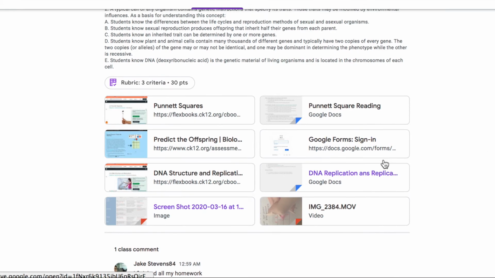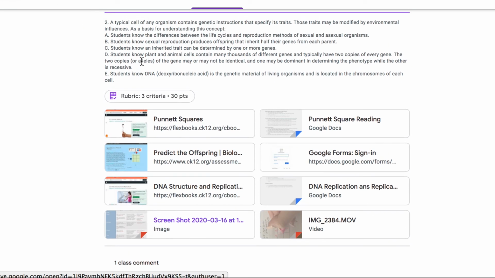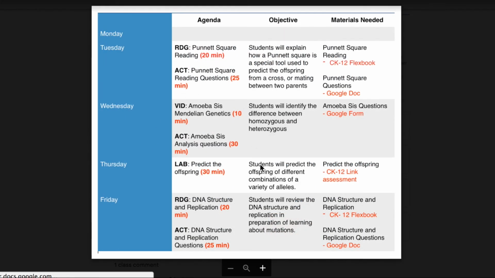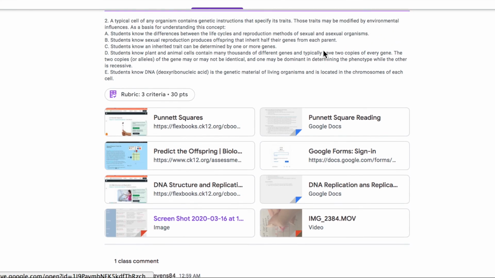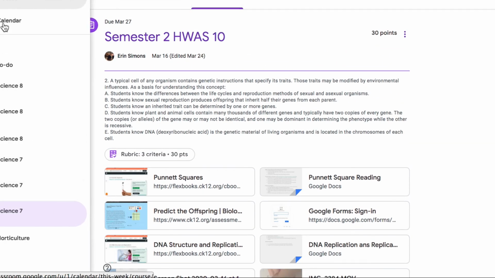Okay, so once again, I group my science classes by week. I include the state standards, a rubric, and then finally all their resources along with a screenshot of the predicted times, objectives, and the materials and assignments that they need from this resource bank. So hopefully that is a good resource for you.